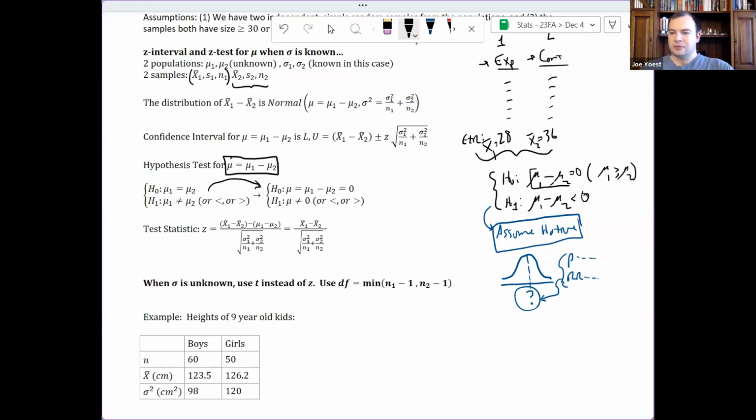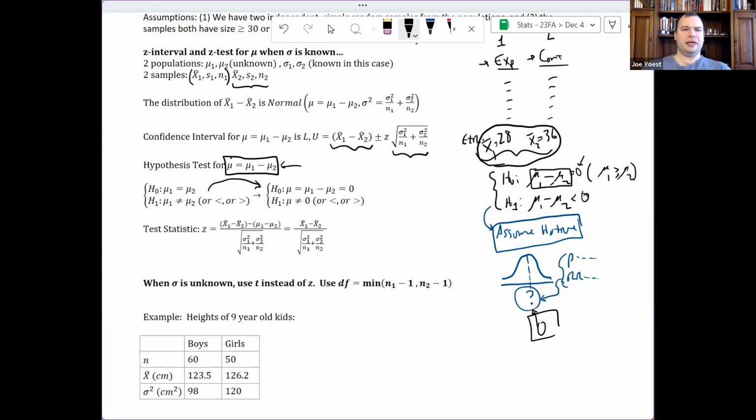And now, if I assume H naught is true, I can stick this middle point, this center of the distribution, at 0. And that gives me something tangible to work off of. So when I run these hypothesis tests for difference between two means, I'm testing for mu, the difference between the two means. And then, of course, my point estimate is something like x bar 1 minus x bar 2. My standard error is going to look like this.